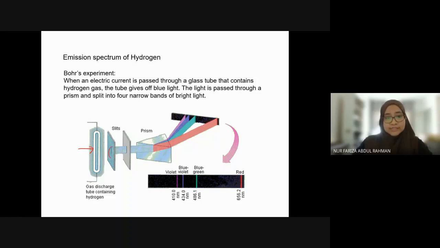Through this slit, there is a slit there, it will pass through the prism there. And then the emission, so this would be the emission. These are the colored light that will be seen. We have violet, blue, green, red. So what does this colored light represent? This was the experiment conducted by Bohr.